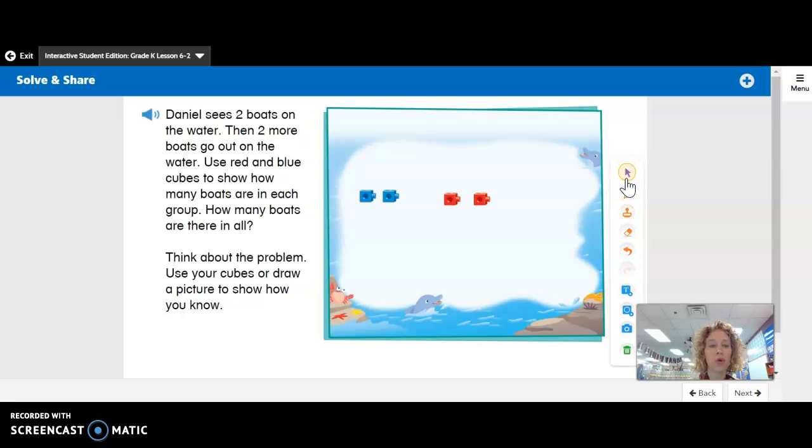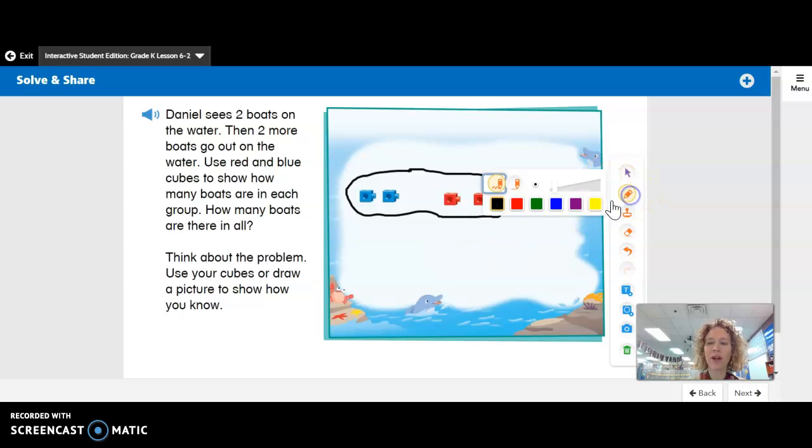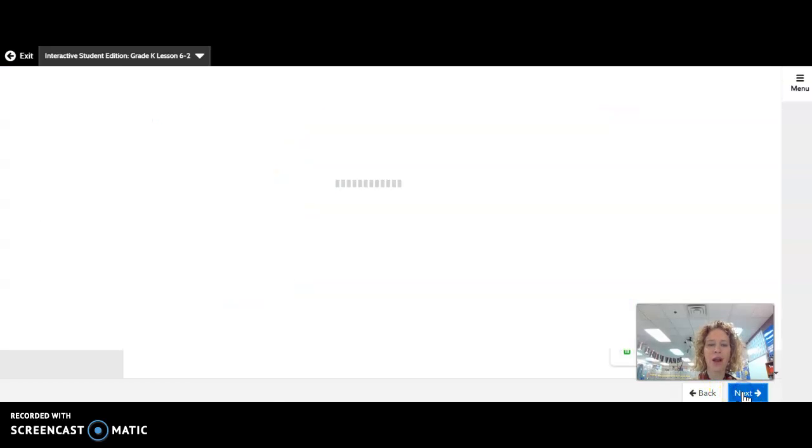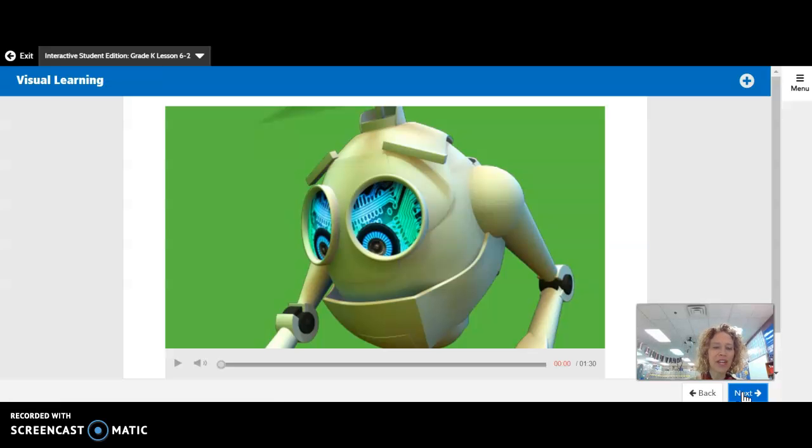And now we want to know how many boats did he see in all? How many did he see all together? So we need to count all of them. When we count all of them, to remind us, I like to circle them all so we don't forget any. All right, let's count how many boats Daniel saw. 1, 2, 3, 4. How many did he see? 4. Let's write the number 4 down here. Little line, big line down. Fabulous. All right, let's turn to our video.